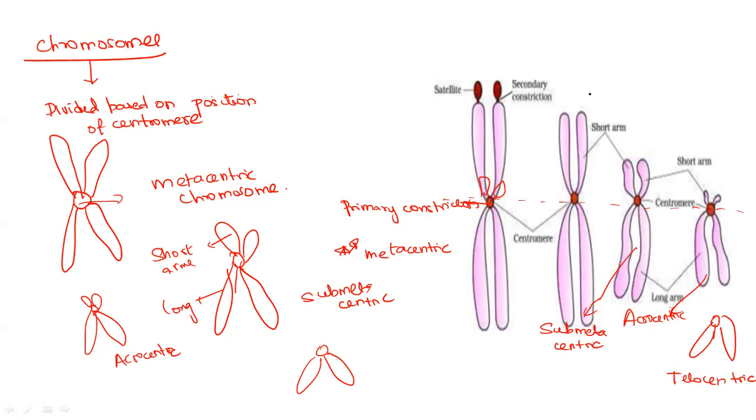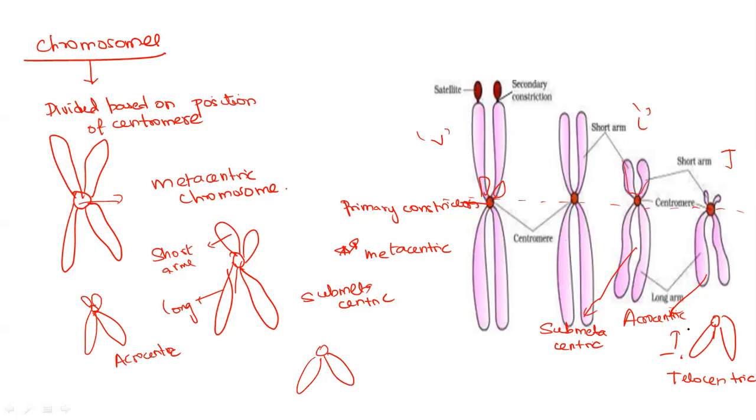So based on the segregation during anaphase, the chromosome shape is, so how do you think the shape of the chromosome over here is? This is V-shaped. This looks L-shaped. This becomes J-shaped and telocentric becomes I-shaped.